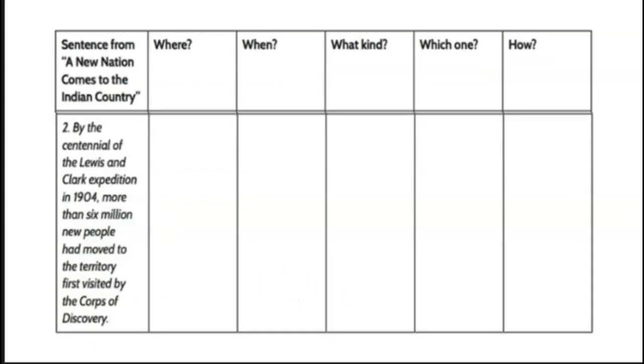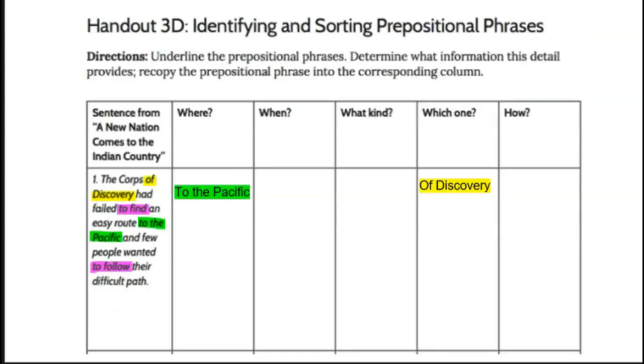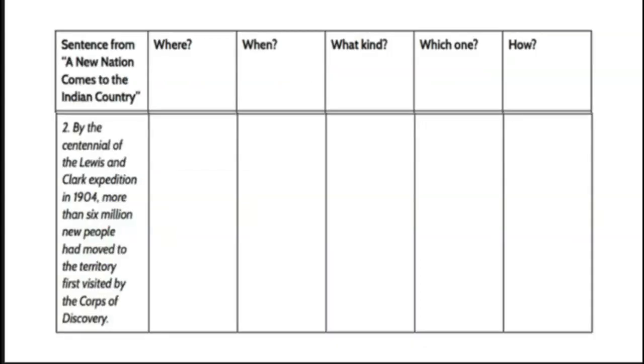Okay, let's go on to number 2. You can take a minute to copy this into your workbook. And when you're ready to go on to the second one, press play. Okay, let's try number 2 together. By the centennial, so the 100th year, right? 1900, 1800, 1700, those are all centennials.